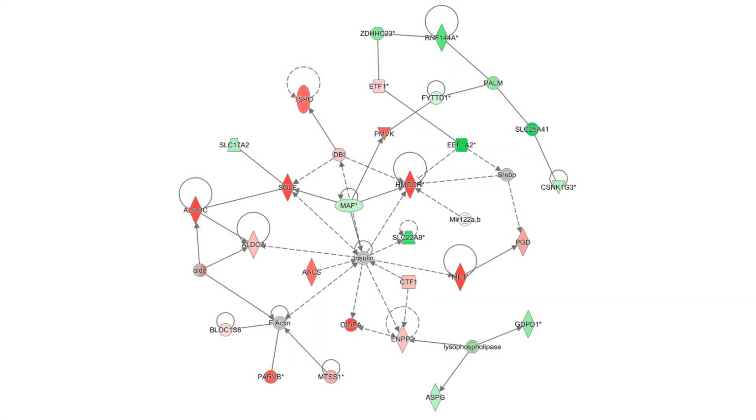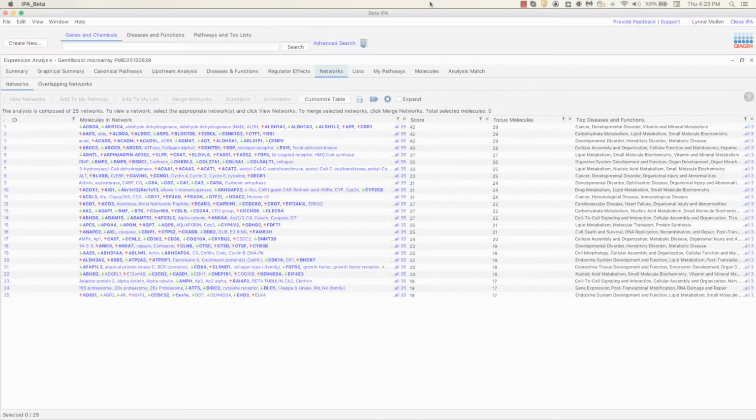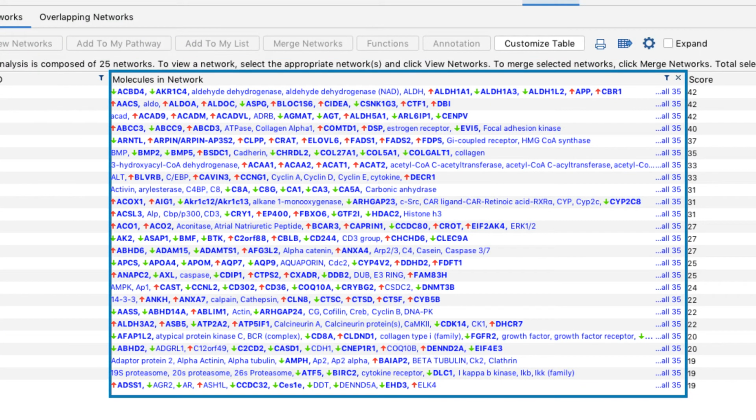Here's an example of an interaction network, where you can see that some molecules act as hubs and some are less connected. The molecules in each network are listed here, and those highlighted in bold are the molecules that were eligible for the network from your dataset. These are also known as focus molecules, and are the analysis-ready molecules within your dataset. Those not in bold are either molecules in the dataset that were not analysis-ready, or those from the knowledge base that were added to maximize the number of connections between the focus molecules.